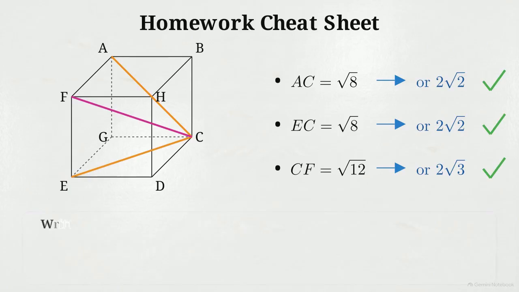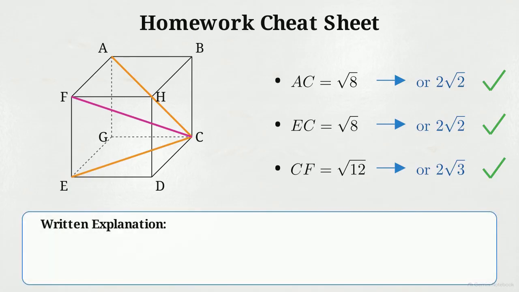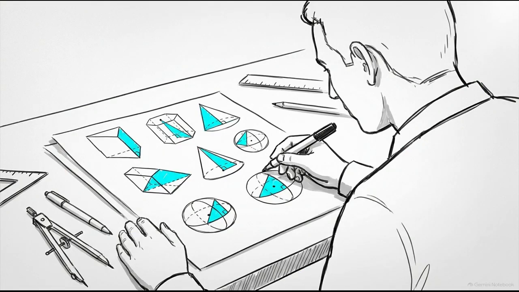Your assignment also asks for a brief written explanation. You can summarize it like this. To find an internal space diagonal, you must calculate a face diagonal first, because it acts as the base leg for the internal space triangle. When you encounter 3D shapes on future exams, pause, ignore the clutter, and just look for the flat right triangles hiding beneath the surface.